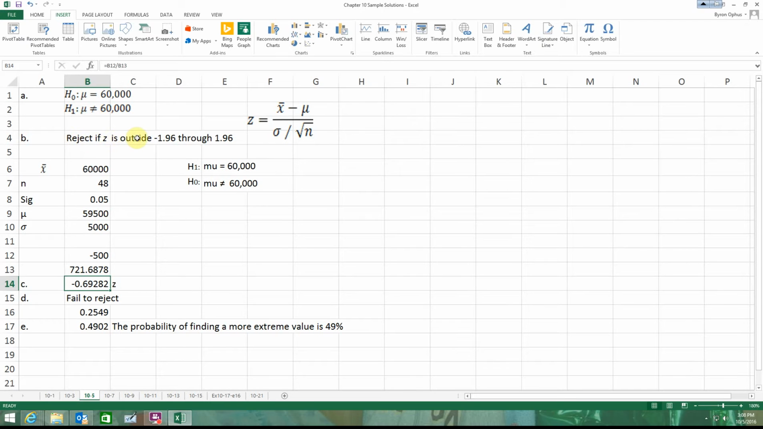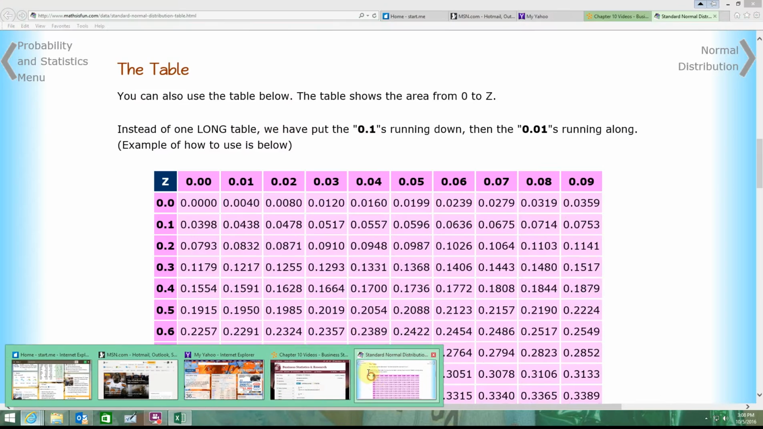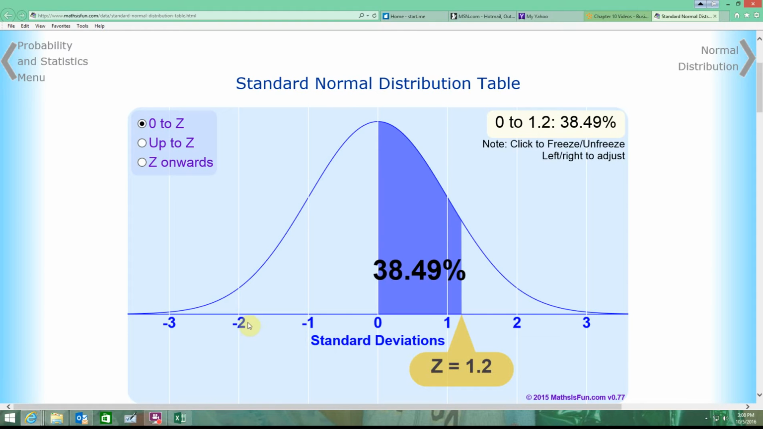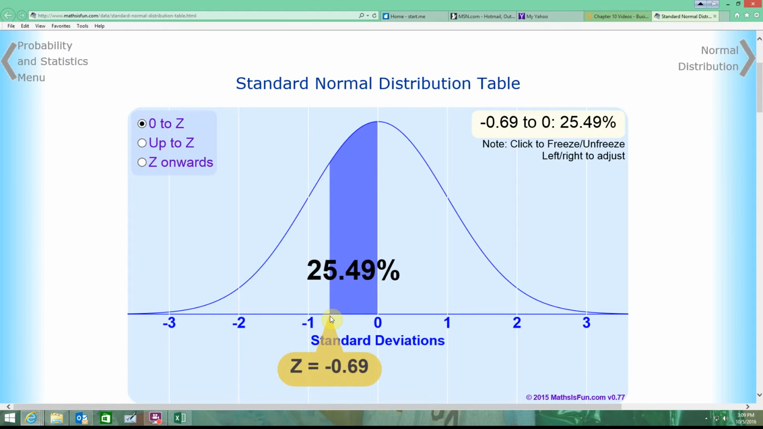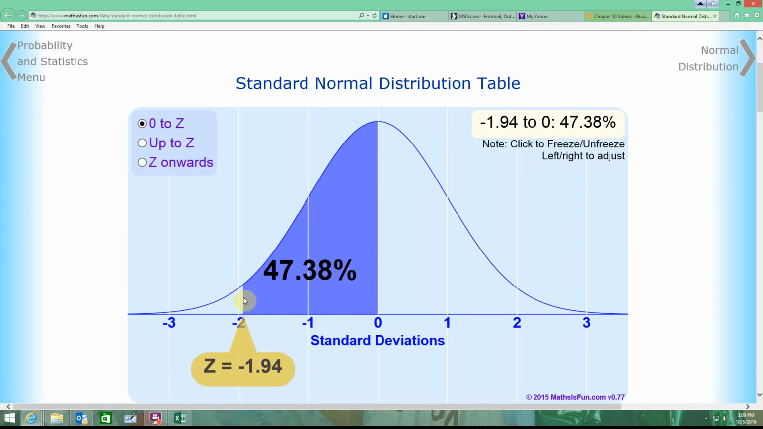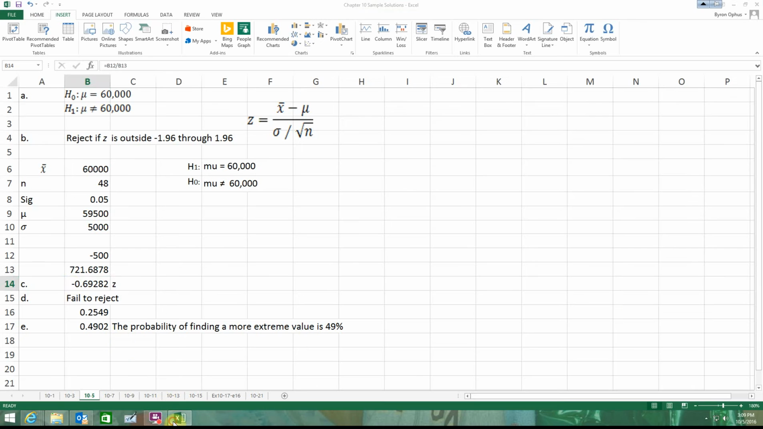Can I reject if it's outside of that? Well, it's not outside of that, is it? I mean, it's inside of that when I look at that. Okay, so it's 0.69. Okay, and it's 1.96, isn't it? And so if it's going to be in this dark blue, 1.96, it's going to be covered, and I'd go to 1.96 up there. Okay, so it's within that, and so because it's within that, I fail to reject.